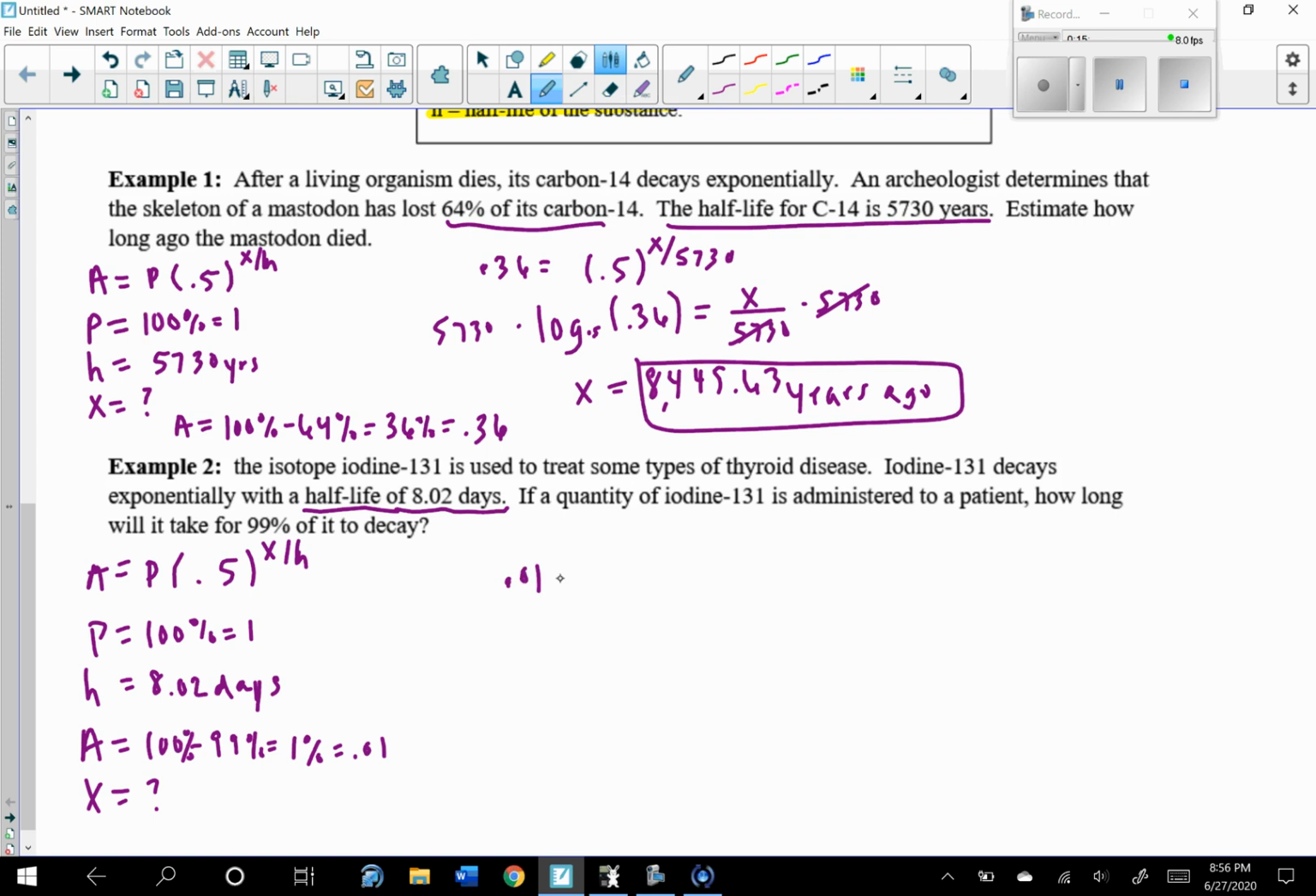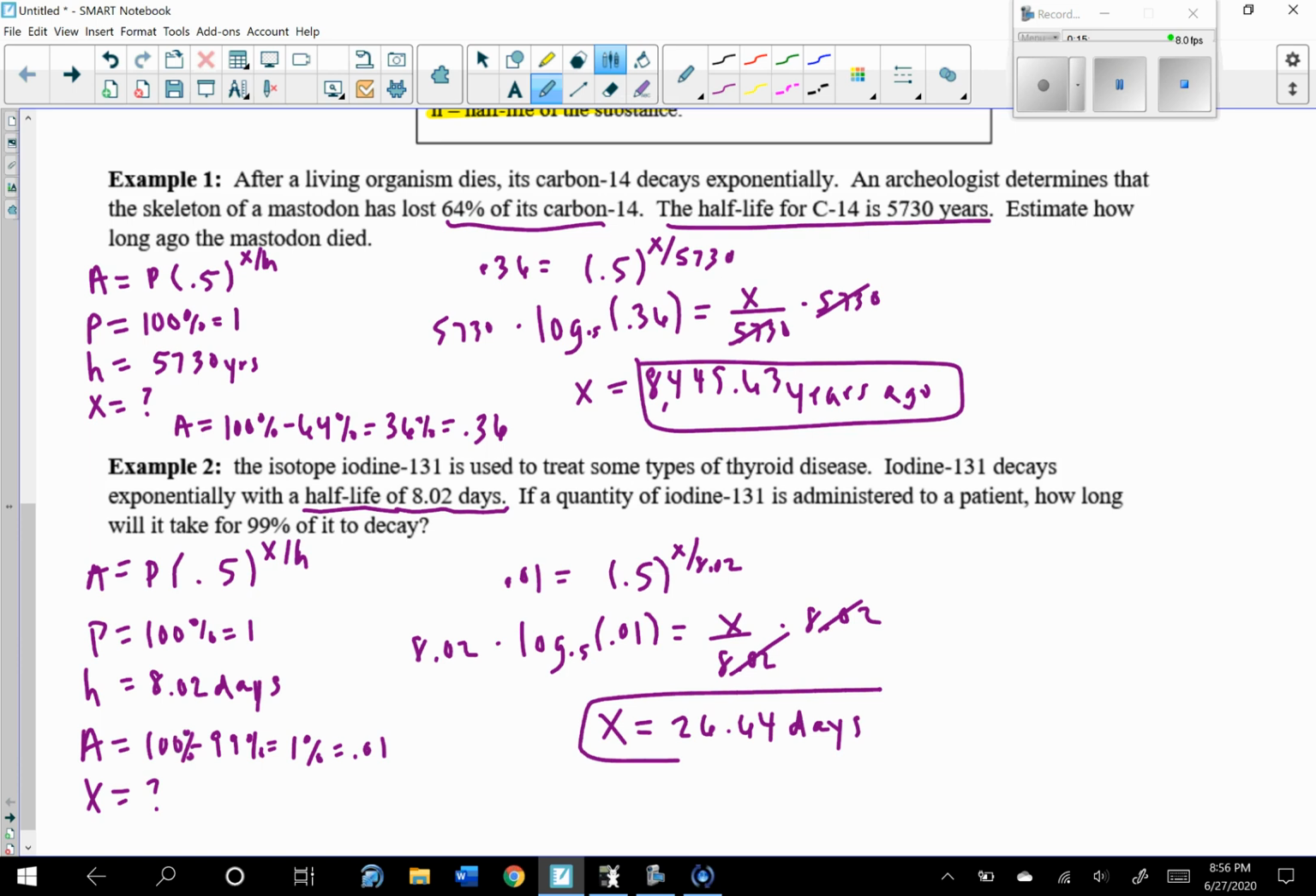So 0.01 is equal to 1 times 0.5 to the x over 8.02. Again, 1 divided by anything doesn't change it, so we can erase that 1. So now we can go ahead and write this in log form. Log, the base is 0.5, the argument is 0.01. So log base 0.5 of 0.01 equals x over 8.02. Solve for x, multiply both sides by 8.02, and then plug that into your calculator, and you should have gotten 26.64 days. And that's it.